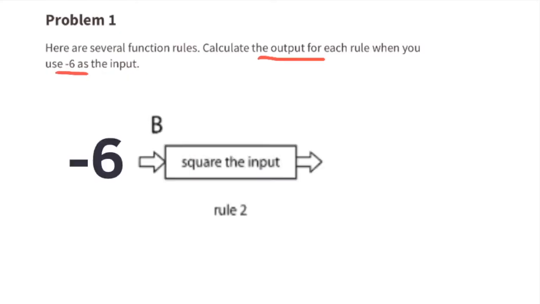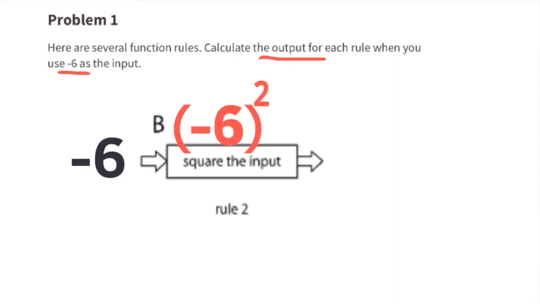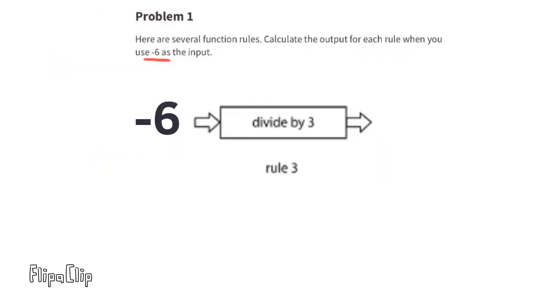B. -6 is the input. The function is square the input, so -6 squared, or -6 times -6. The output is 36. -6 is the input. The function is divide by 3. -6 divided by 3. The output is -2.